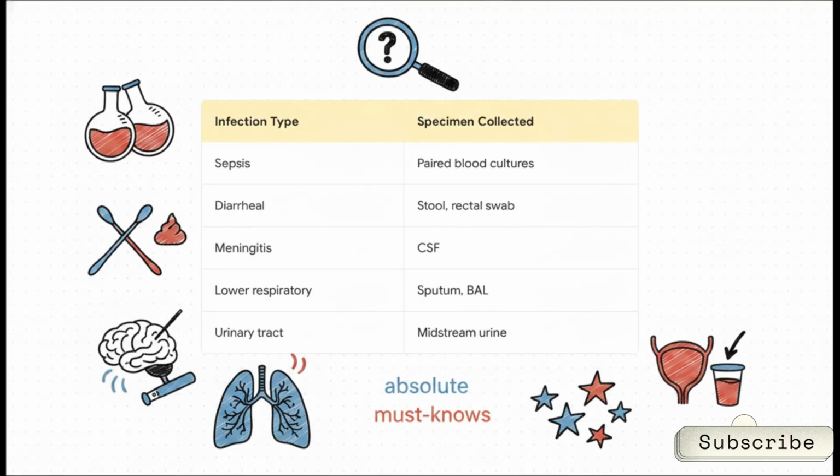Now, examiners absolutely love testing specific specimen pairings in clinical vignettes. For example, if a patient presents with sepsis, you have to collect paired blood culture specimens, about 8 to 10 ml for adults, using strict two-step skin disinfection. For meningitis, it's cerebrospinal fluid. For lower respiratory infections, you're looking at sputum or a bronchoalveolar lavage. Pay really close attention to these specifics, because they are absolute must-knows for your multiple choice questions.